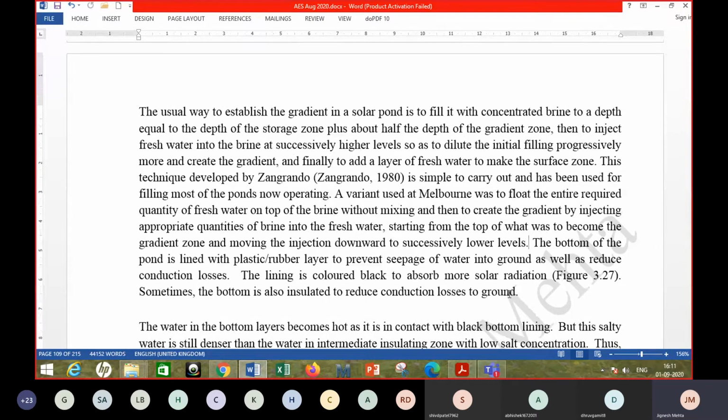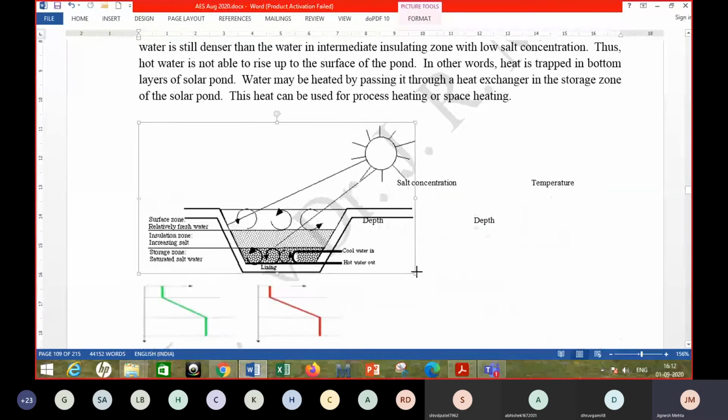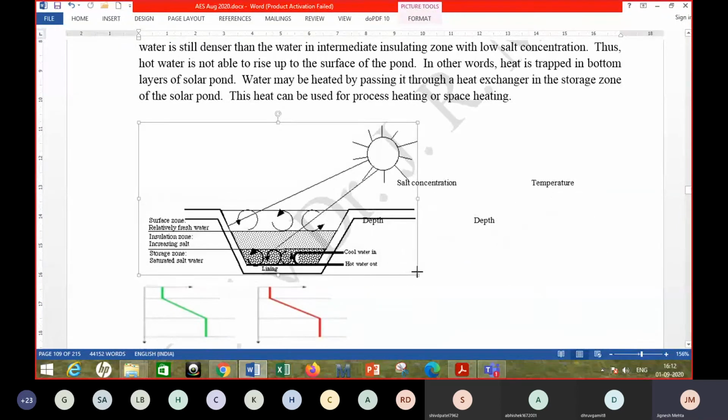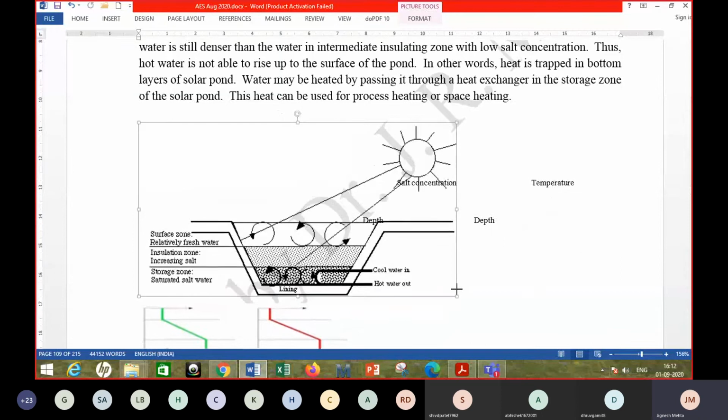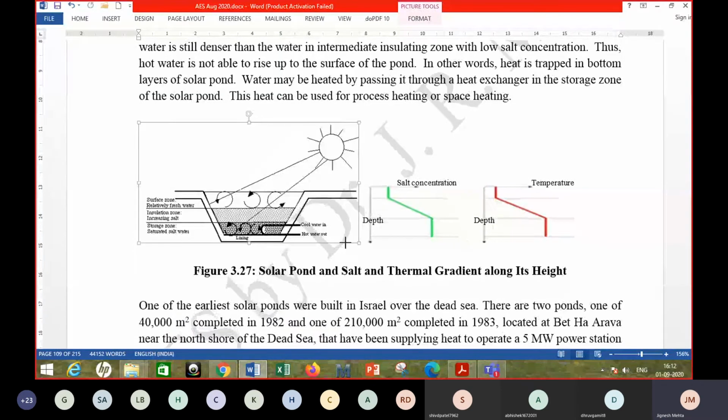Okay, so let me first show you a figure. Solar pond and salt and thermal gradient along its height. So this is a scheme of a solar pond. Okay, I'm just trying to make the diagram big, or I may zoom the thing.